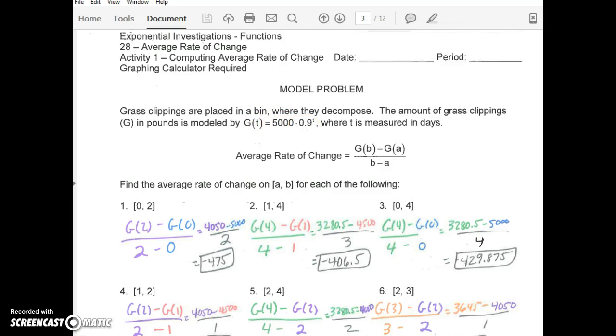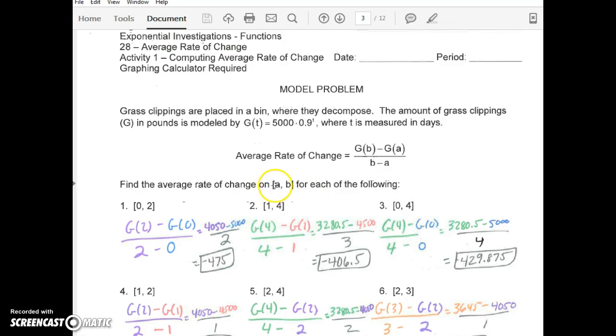So the question says grass clippings are placed in a bin where they decompose. The amount of grass clippings G in pounds is modeled by G of T equals 5,000 times 0.9 to the T, where T is measured in days. So right now I know for a fact that because that's 0.9, the numbers are going to get smaller and smaller as I go forward, as I increase the number of days. So on the question it says find the average rate of change from A to B.